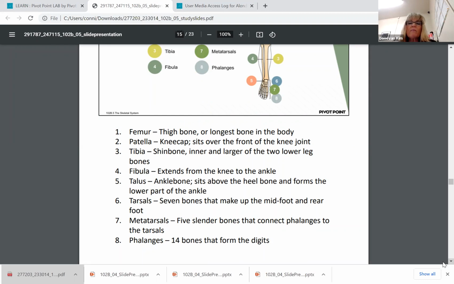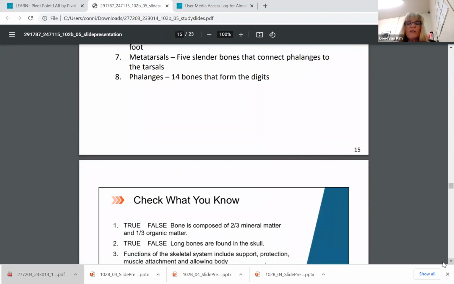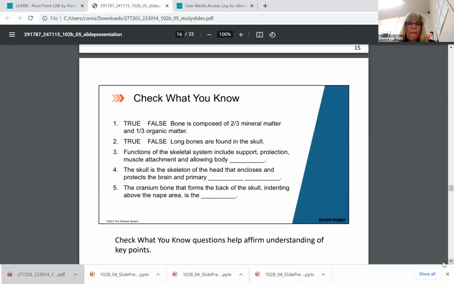Tarsals are 7 bones that make up the rear of the foot. Metatarsals are 5 bones that connect the phalanges to the tarsals, and then the phalanges again are the 14 bones that form your toes. So the feet are pretty much like the hands and arms, they're just a little bit different.